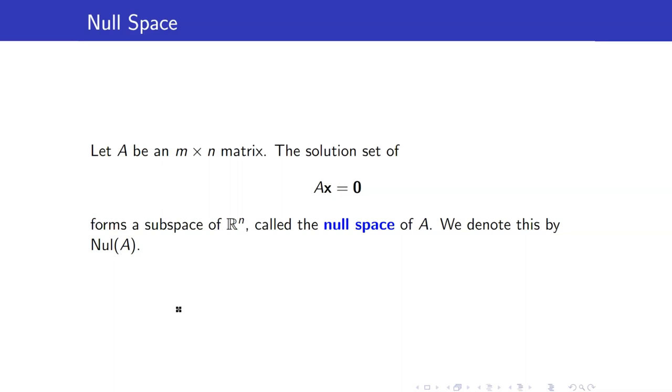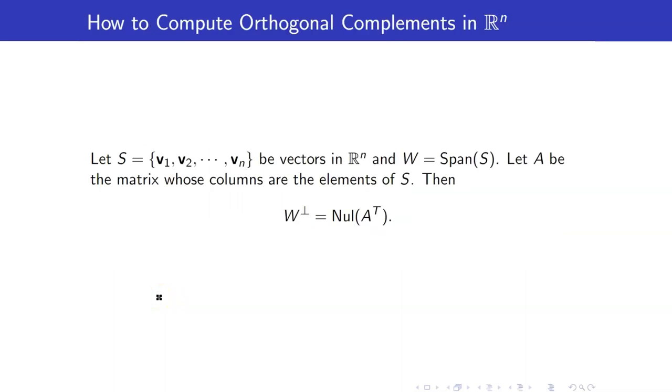So to continue with our discussion, we have to discuss null space. Let A be an n by n matrix. The solution set of Ax equals 0 forms a subspace of Rn, and this is called the null space of A. Why are we interested in the null space of a matrix?